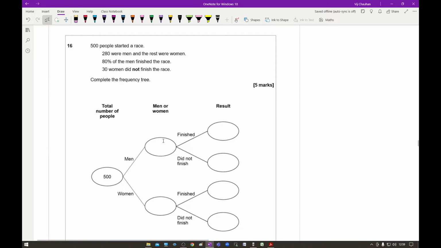So here, let's work out what we know. Usually the order in which they give you the information is often the order that you can fill in your frequency tree. So the first bit of information tells us that there are 280 men and the rest were women. So here, the number of men is going to be 280. And if there's a total of 500, then to work out this one, let me just write down what step I'm doing each time. So this one here is going to be 500 minus 280, which is 220.